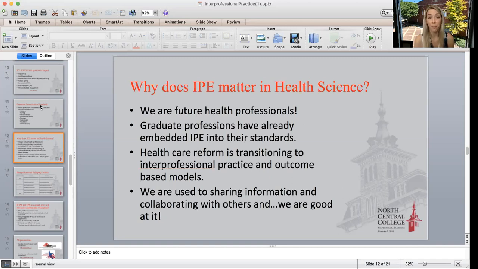So I want you to be really, really familiar and comfortable with it and actually come to enjoy working as a collaborative team. Within the health sciences, we tend to be used to sharing information. You guys will start getting really good at working within teams and collaborating with others. So I think we become really good at it here. Then when we get to our different graduate programs, it becomes second nature, which is wonderful.